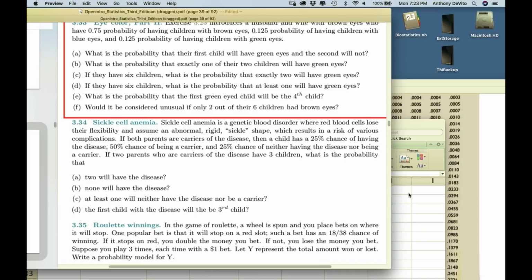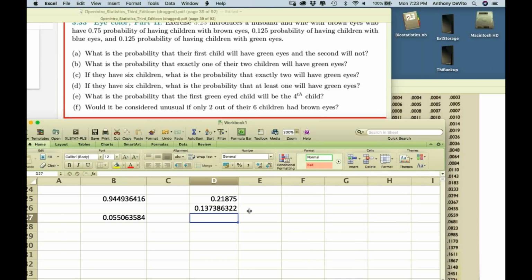You guys have Excel running now? Or are you running Excel the same way? 0.55. I'm going to give that a try myself. Okay. See if Ange is right.